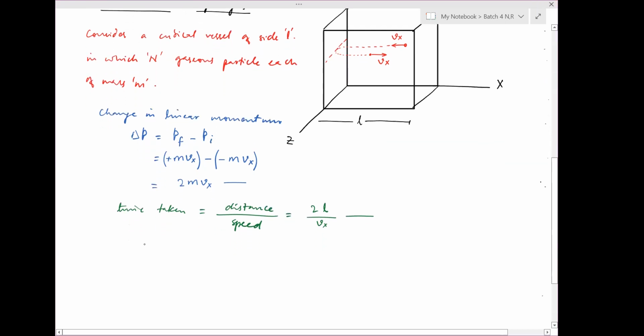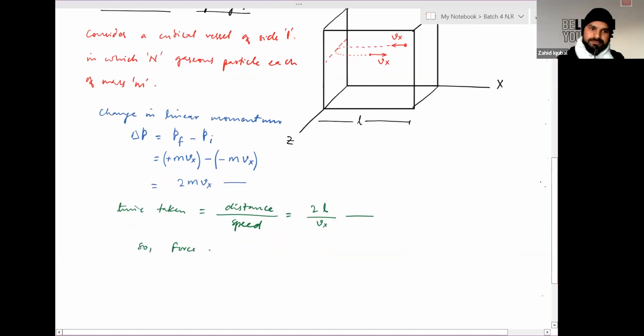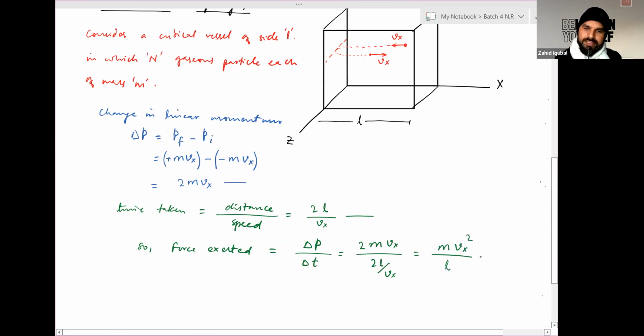Yes. So from that, we can say the force exerted on the wall of the container will be equal to the change in its linear momentum divided by the time taken for that collision. So it will be 2 times mVx divided by 2L divided by Vx. So 2 and 2 will cancel out. Vx moving to the numerator, it will become mVx squared divided by L.